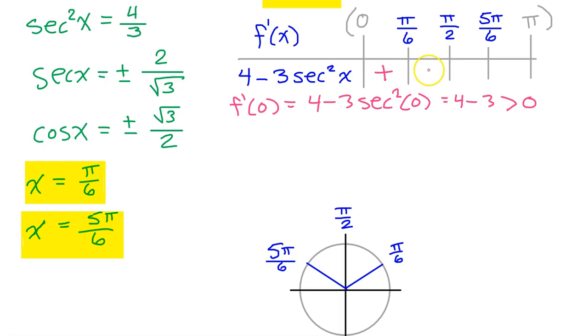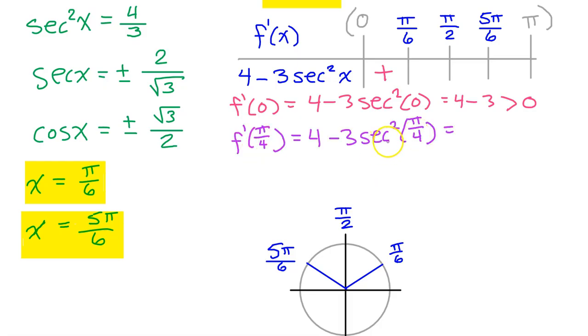In the next interval, we need to pick a test value between pi over 6 and pi over 2. Well, pi over 4 falls right here between pi over 6 and pi over 2. So let's use pi over 4 as the test value.